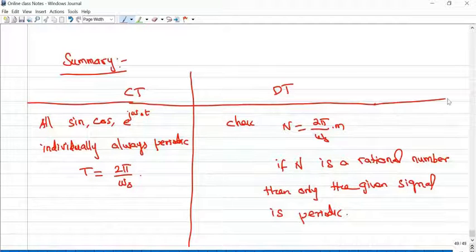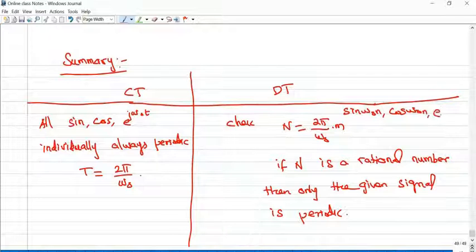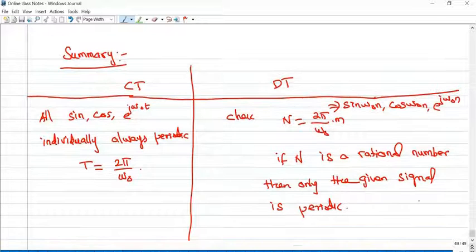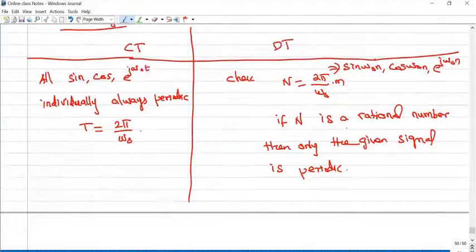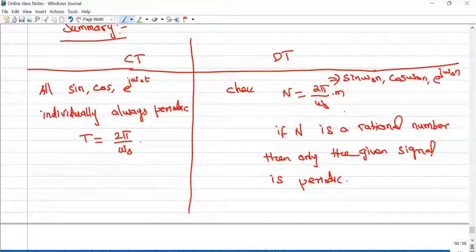In discrete time, for individual sine omega naught n, cos omega naught n, or e power j omega naught n, we should not write that all the signals are periodic like in continuous cases. You have to check the N value as per the formula. After selecting your small m, if there are no pi terms and no root terms, then only it is periodic. This is for individual components.